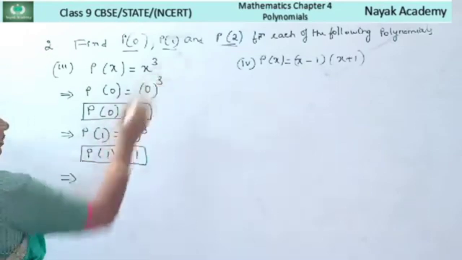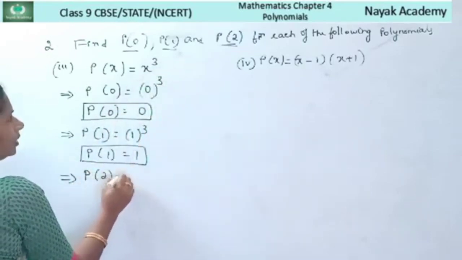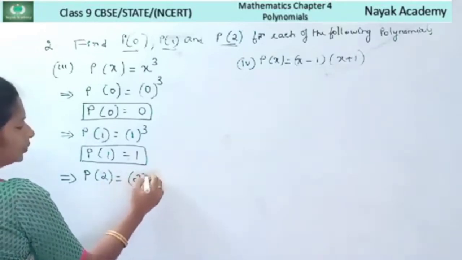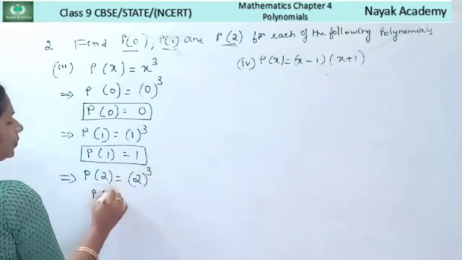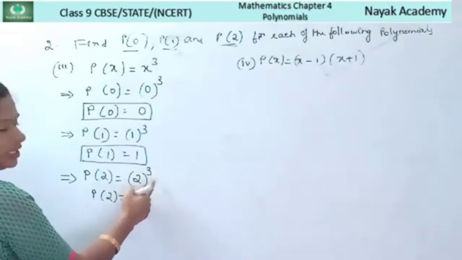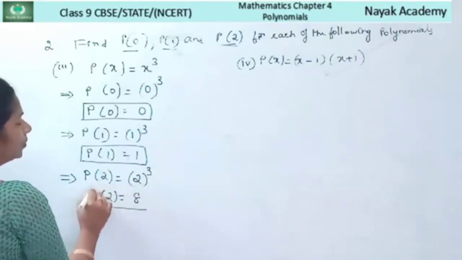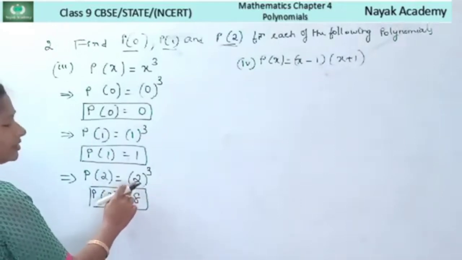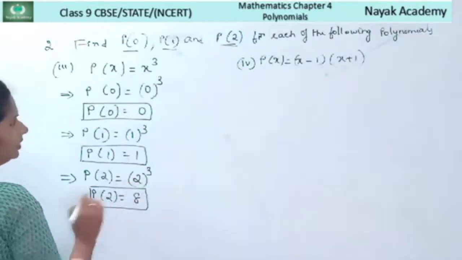Let us find the value of p of 2. So in place of x, you substitute the value as 2, 2 cube. So p of 2 equals 2 cube, value is 8. 2 into 2 into 2, 3 times you have to multiply by 2. You will get answer: 2 2s are 4, 4 2s are 8.